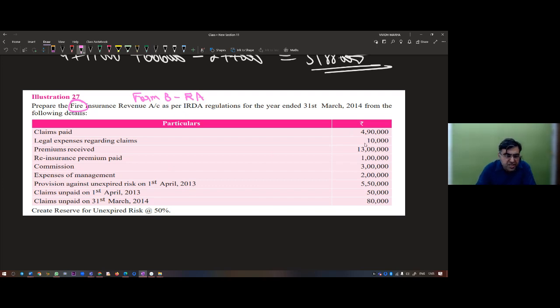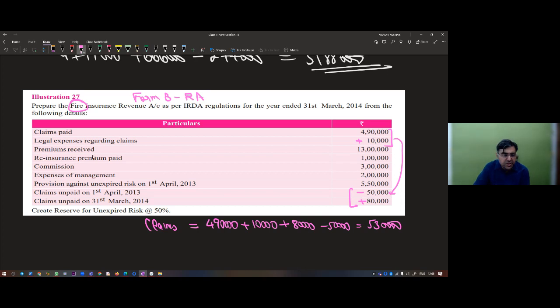Claims paid plus legal expenses regarding claims will be adjusted in the claims. Add outstanding at the end, less outstanding at the beginning, to come to the figure on accrual basis. In rough, the claims amount will be 490 plus 10, that is 530.